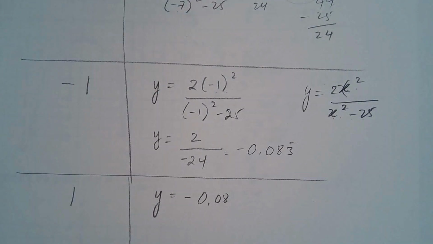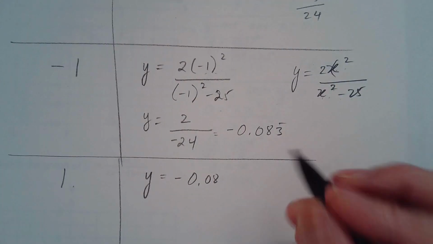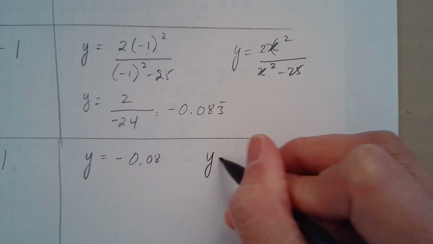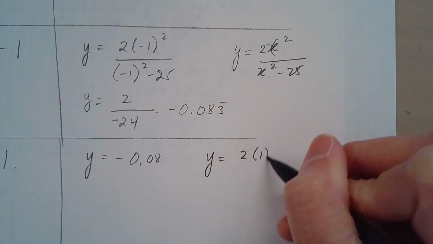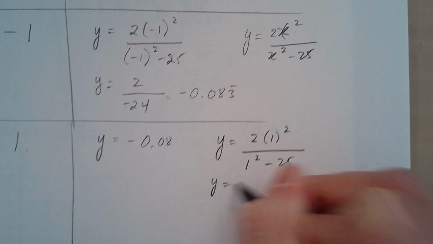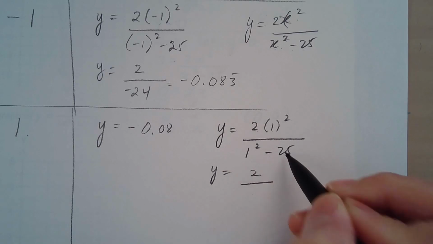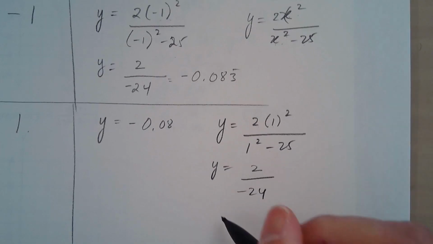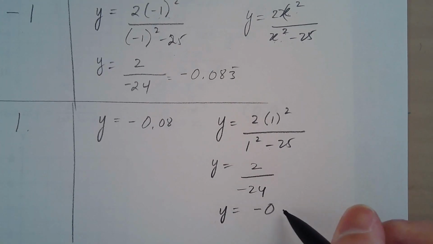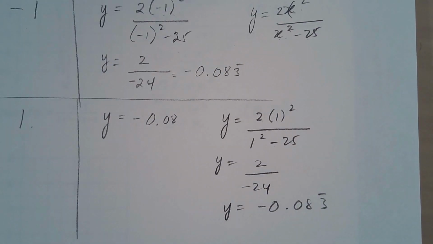And then we pick the x. If x is 1, we substitute the 1. I didn't show my work here. So 2 times 1 squared over 1 squared minus 25. 2 times 1 squared is 2. 1 squared minus 25 is negative 24. So it's also negative 0.08333.